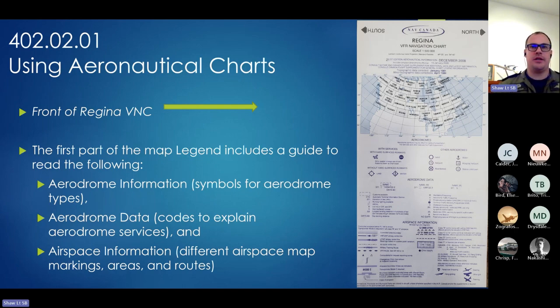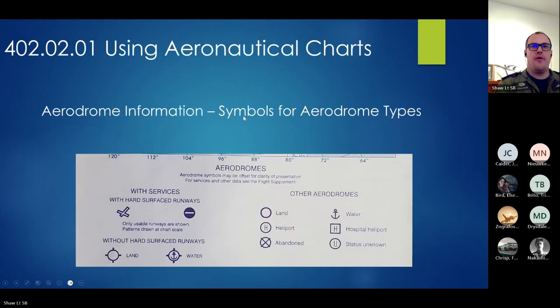First part of the map legend includes a guide to read the following. So our aerodrome information, so symbols for aerodrome types, aerodrome data, and airspace markings. So as you can see on the front of it, it's got all kinds of juicy information on here, and we're just going to go through it. So our airport information, so our symbols for airport types.